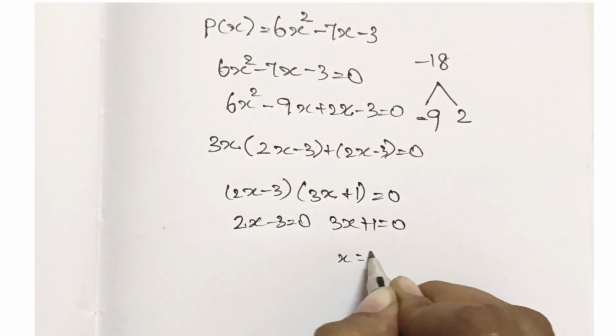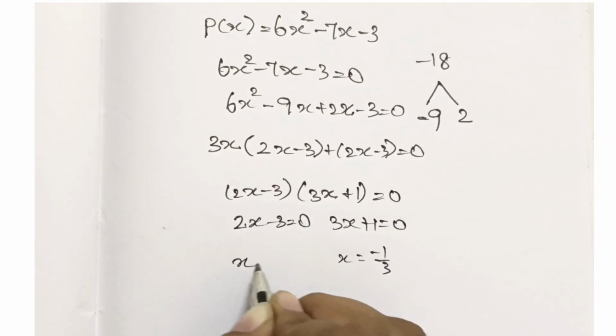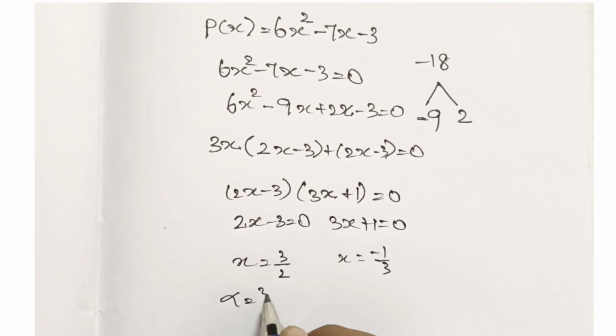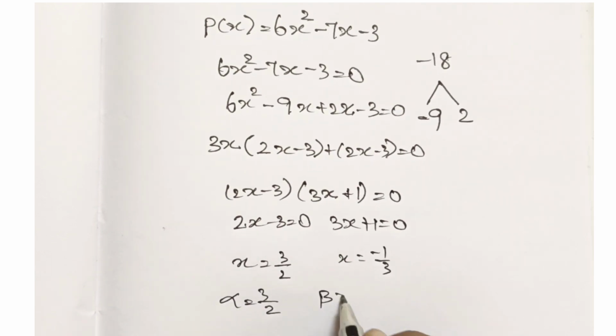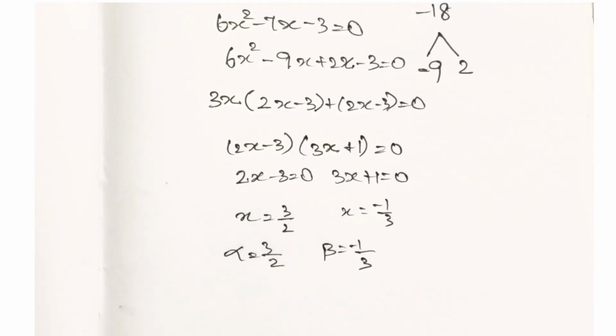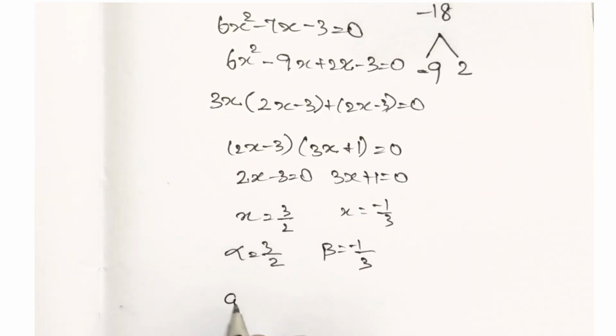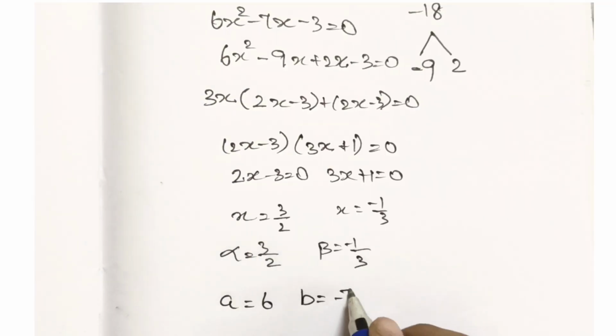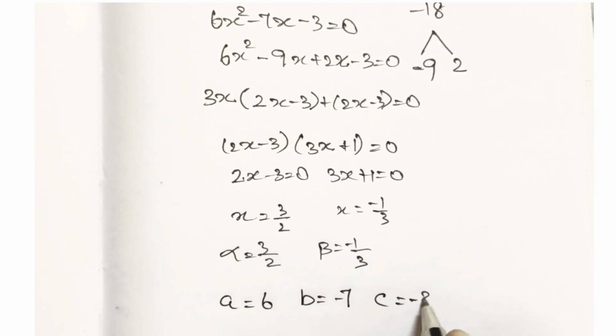So x equal to minus 1 by 3. Here x equal to 3 by 2. Alpha equal to 3 by 2. Beta equal to minus 1 by 3. What's the value of a? A is 6. B is minus 7 and C is minus 3.